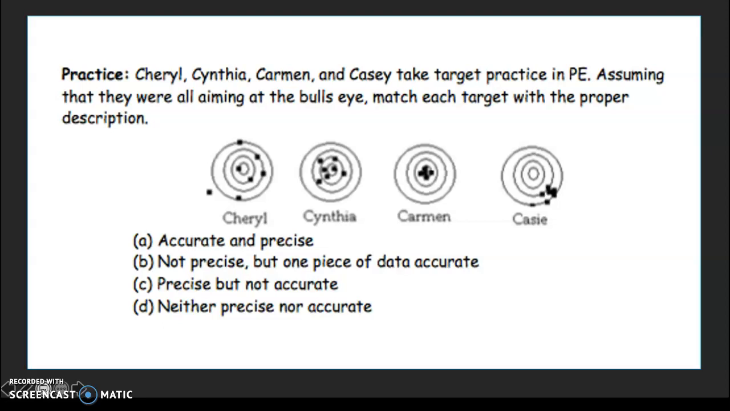So here's a practice problem. We could try this out, right? So we have Cheryl, Cynthia, Carmen, and Casey. They take target practice in PE, assuming that they were all aiming at the bullseye, which is the center of the dart. Match each target with the proper description. Now I'm going to do this with you.